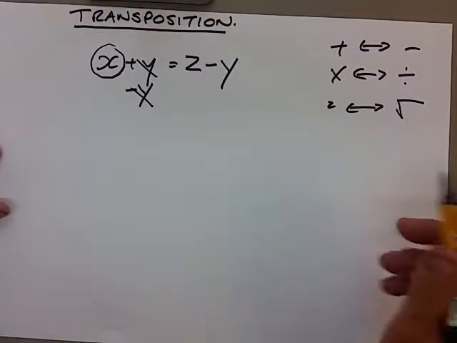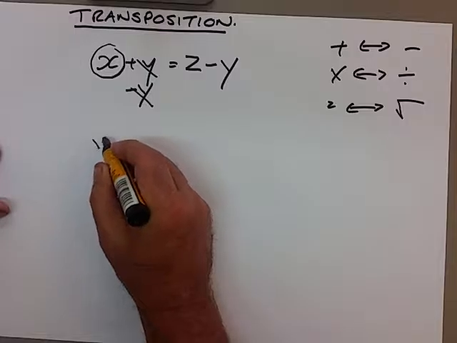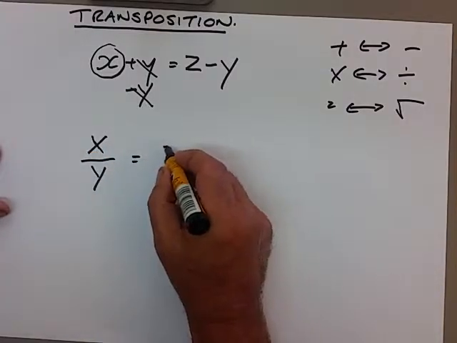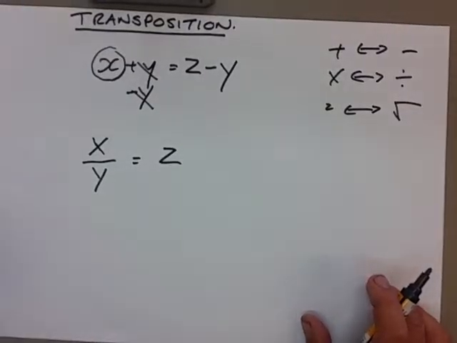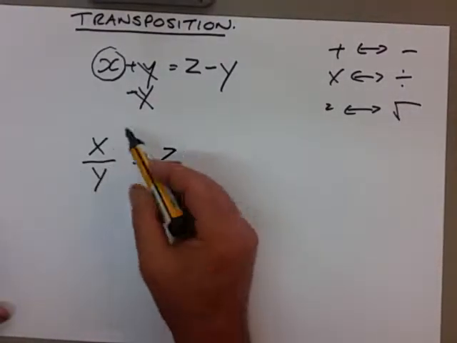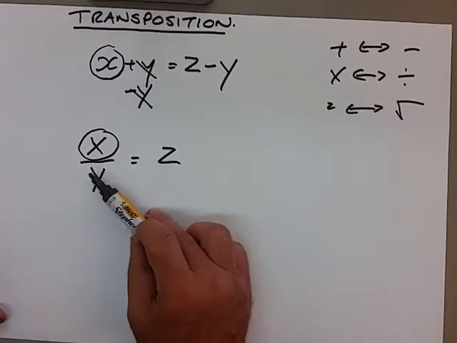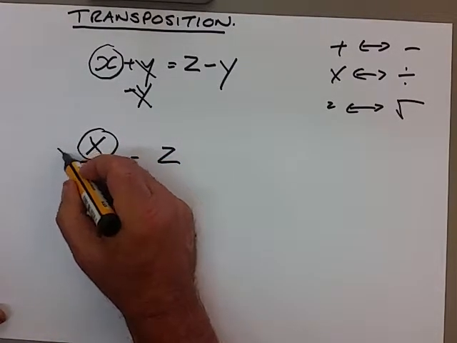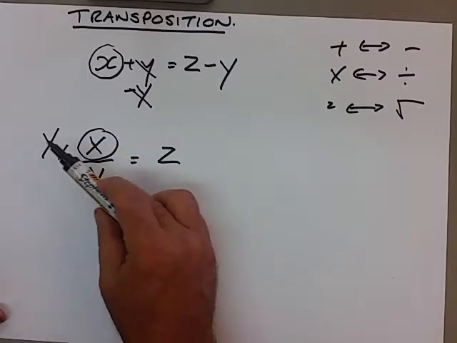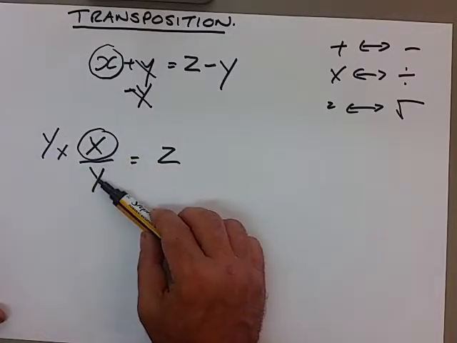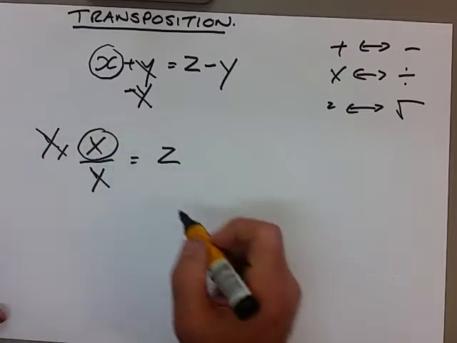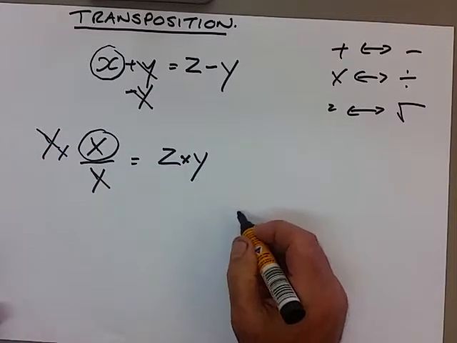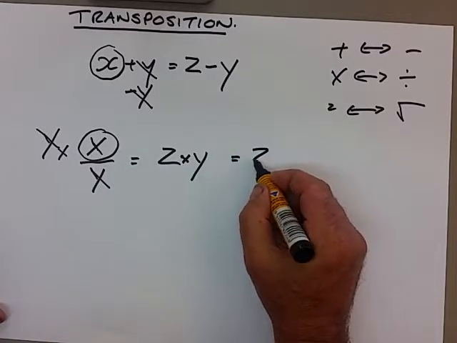Let's move on to a divide or a times. Let's go x divided by y equals z. Well, again, we want to get rid of the y. We want to make x our subject, so we want to get rid of the y. The relationship's a divide, so if we times that by y, x times by y divided by y just equals x, and they cancel out. And so we times this side by y. So x equals zy.